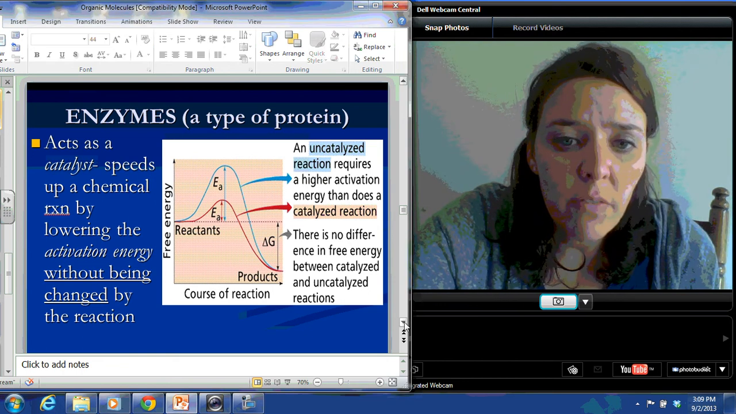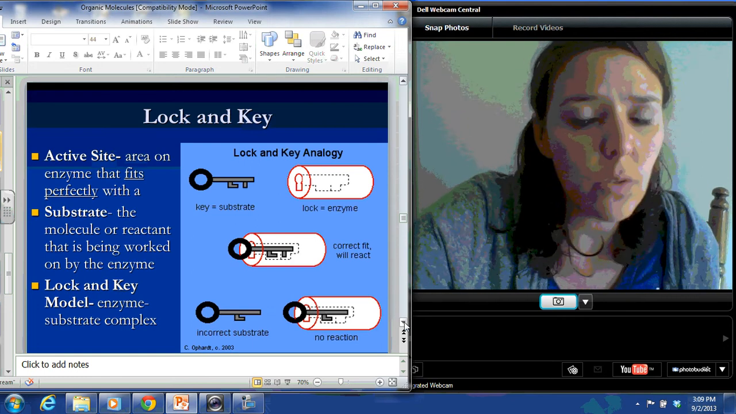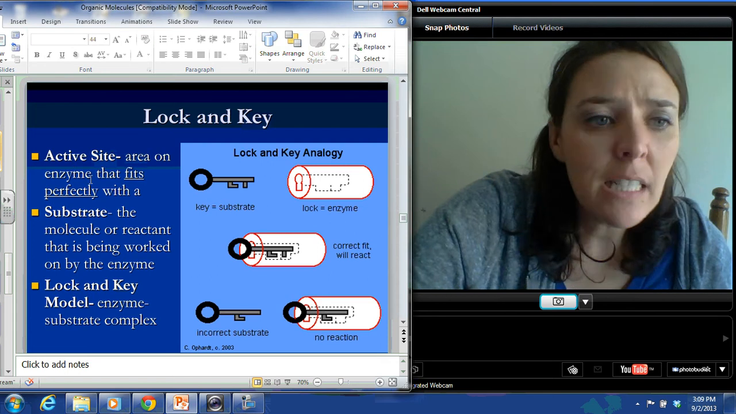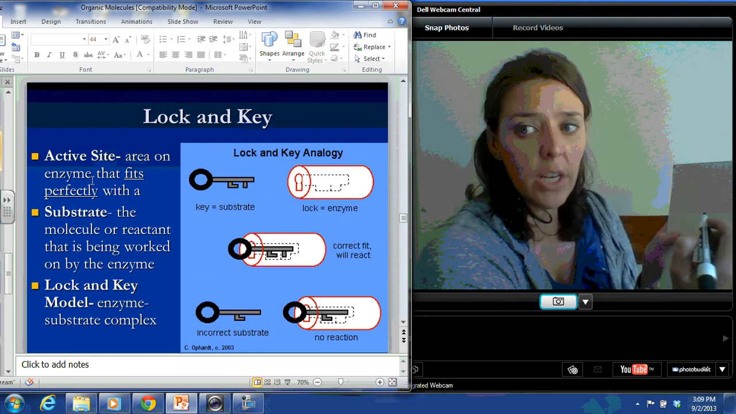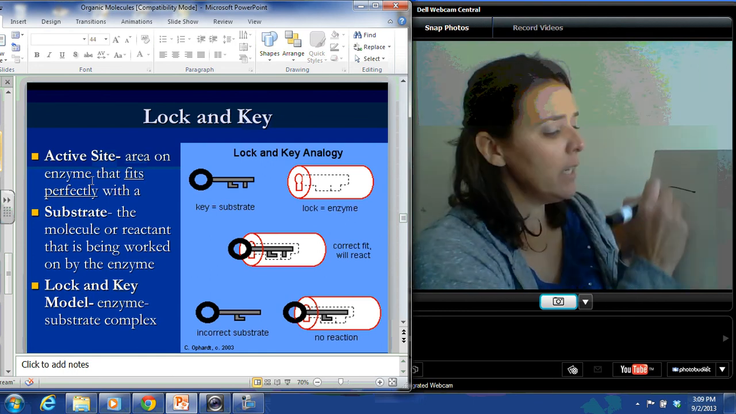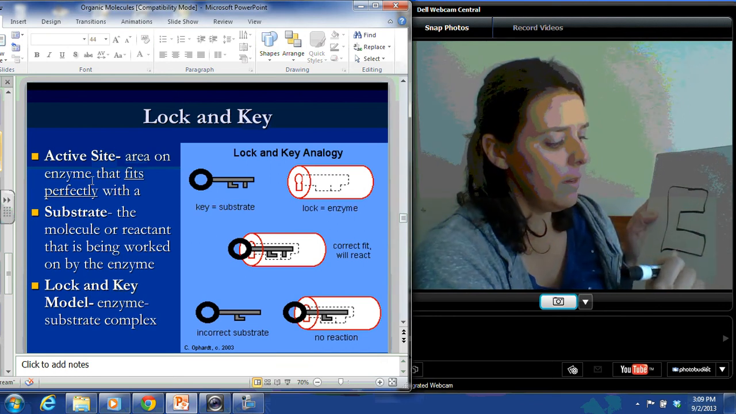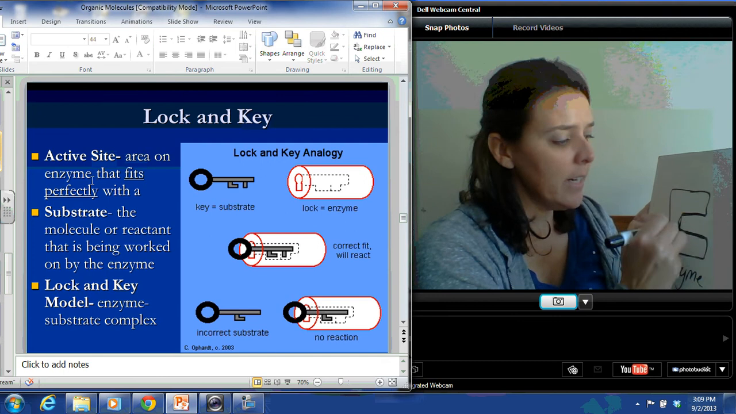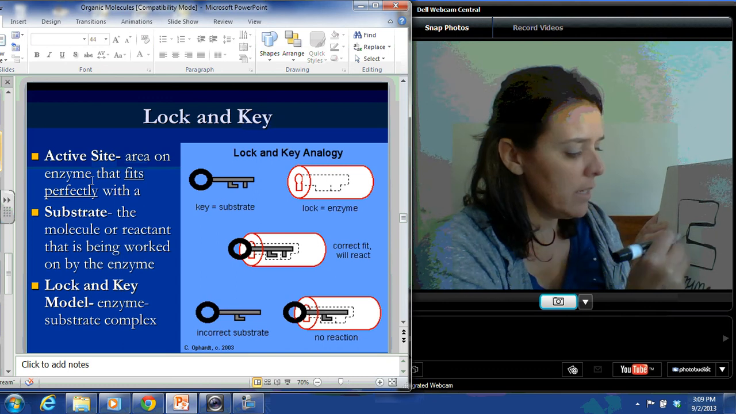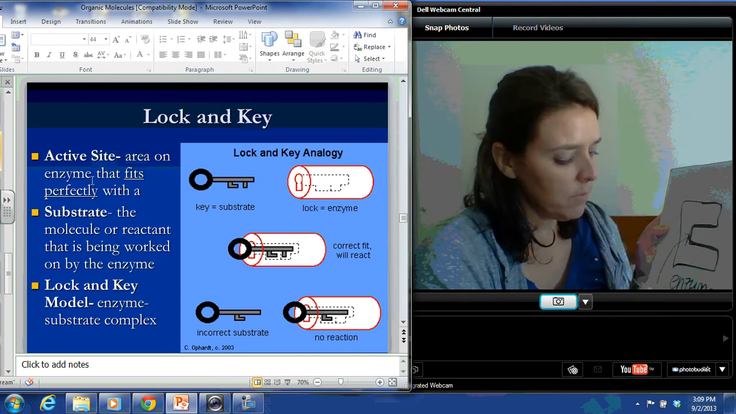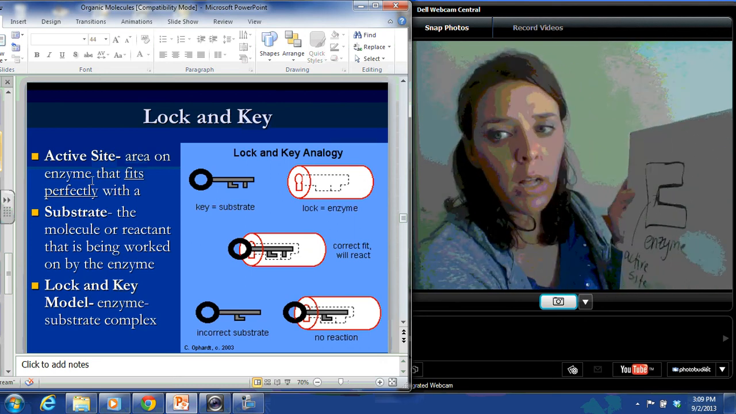Now enzymes are very unique. They act with only certain, very specific molecules. So every enzyme has an active site. I'm just going to draw a generic one for you. So here is a generic enzyme. This area right here represents the active site, and it can, again, only interact with certain molecules.